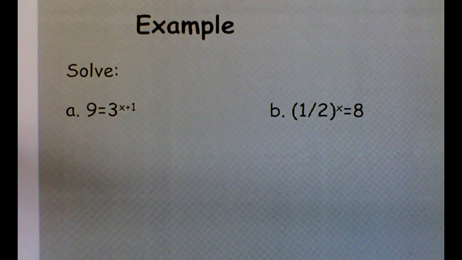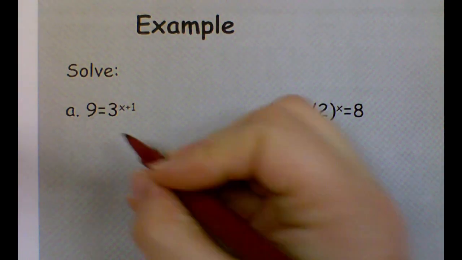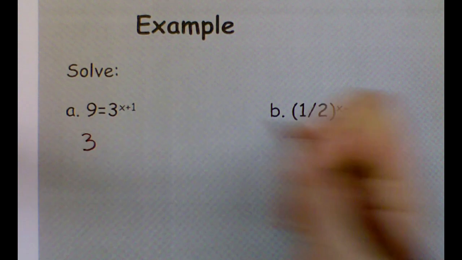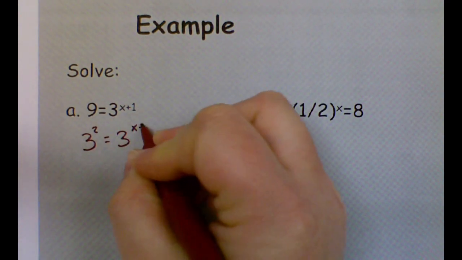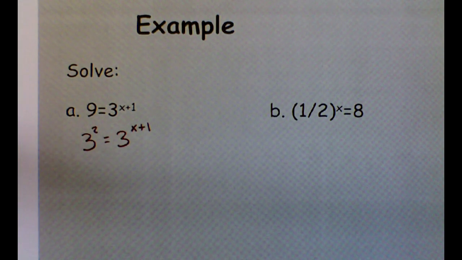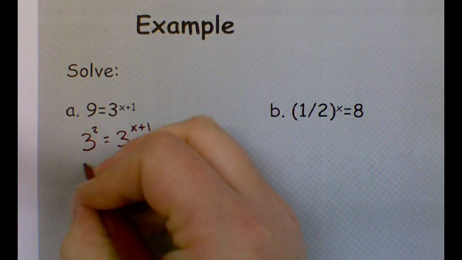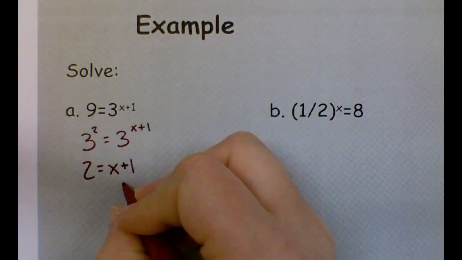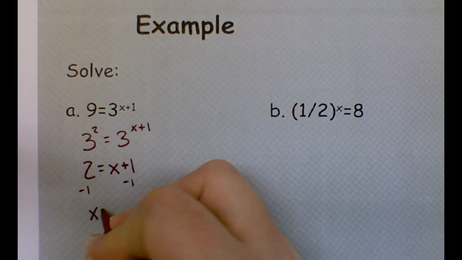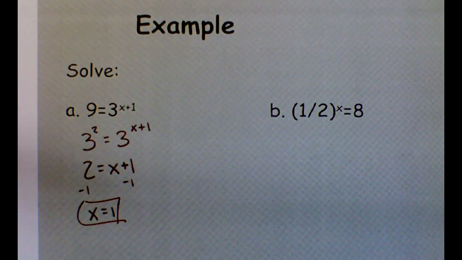So let's find some examples. We're going to solve 9 equals 3 to the x plus 1 power. Well, I'm going to rewrite 9 as 3 to some power. Well, 9 is 3 squared. And the one-to-one property says that, well, if these two things are equal, those exponents must be equal. So 2 must equal x plus 1. Subtract the 1. So x must be 1 in order to make that happen.